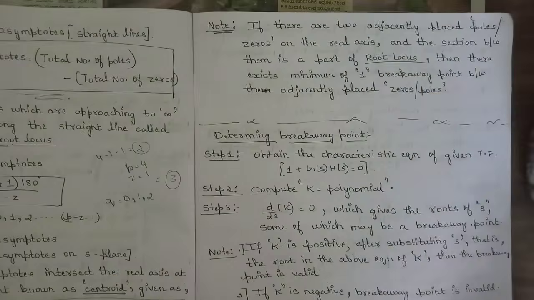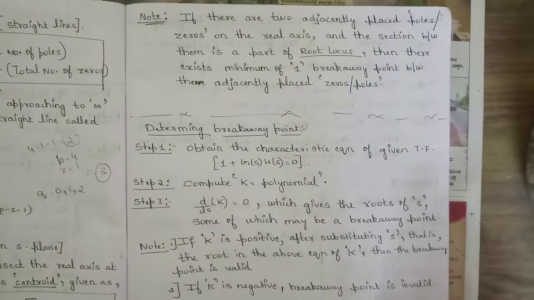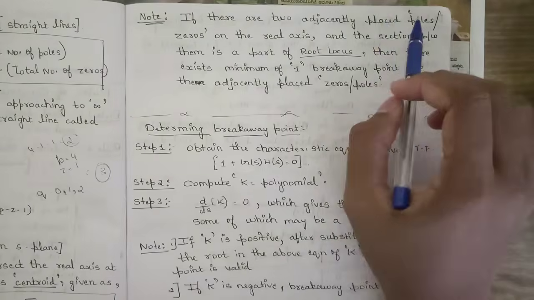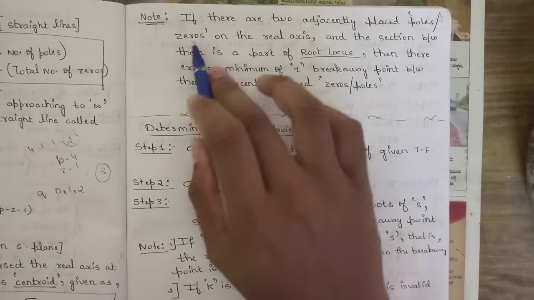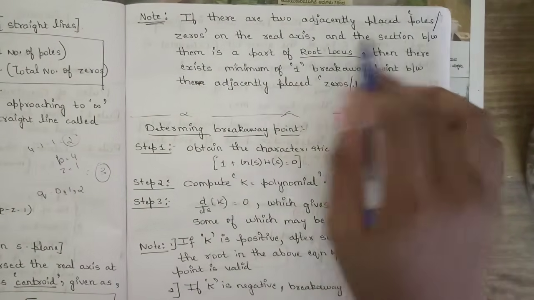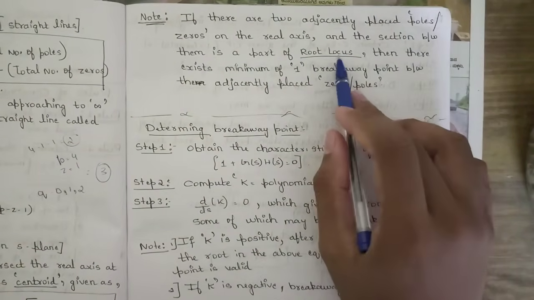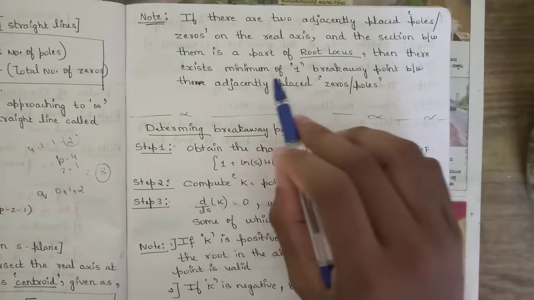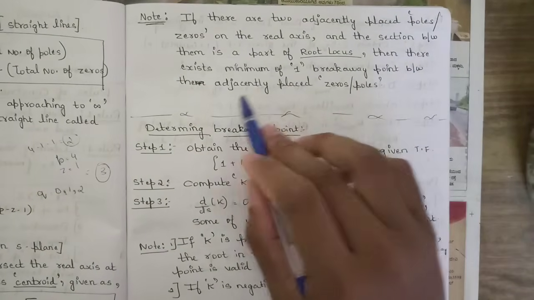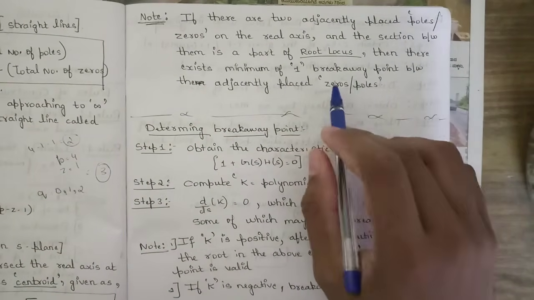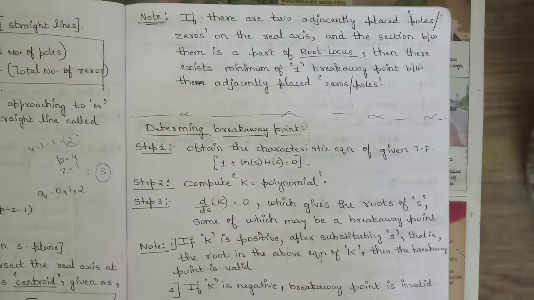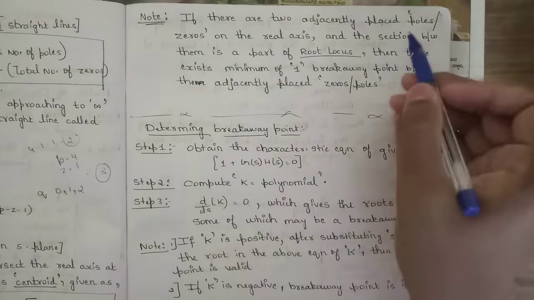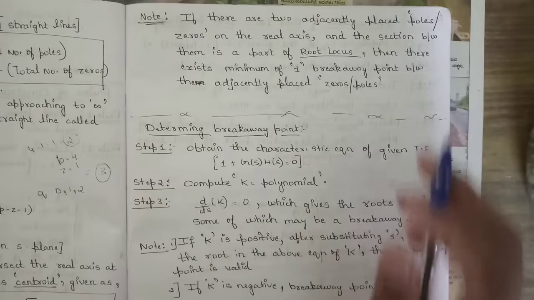Now let's see one important note. If there are two adjacently placed poles or zeros on the real axis and the section between them is a part of the root locus, then there exists a minimum of one breakaway point between those adjacently placed zeros and poles. So now what does this mean? It means the section between them is a part of the root locus.